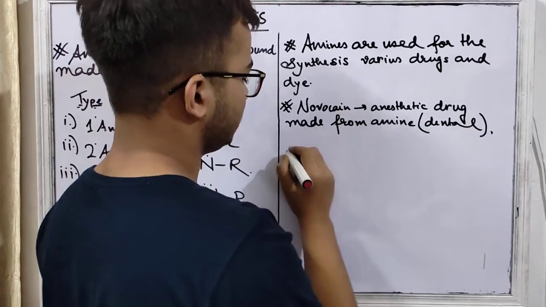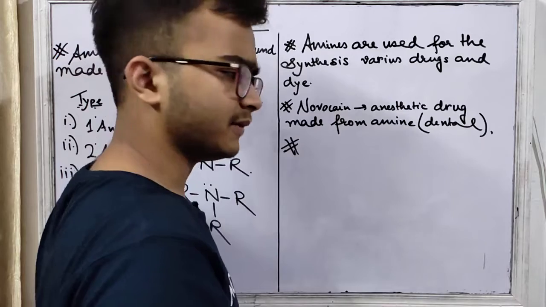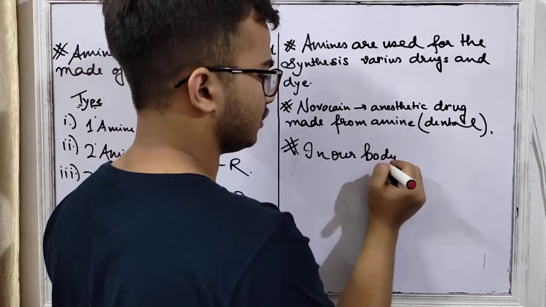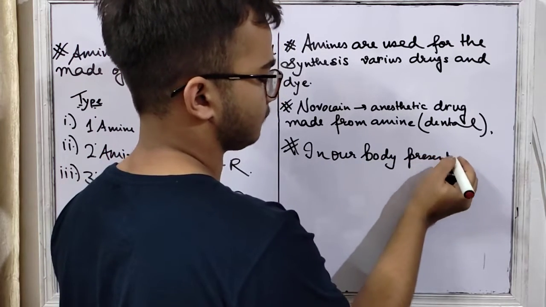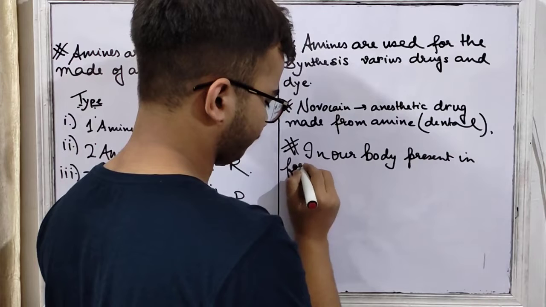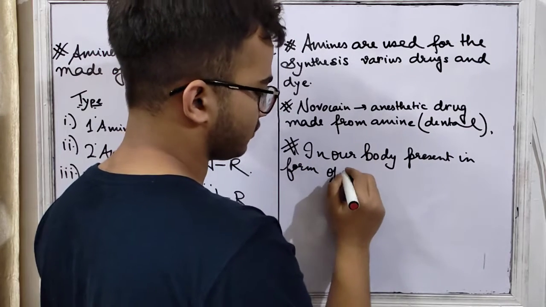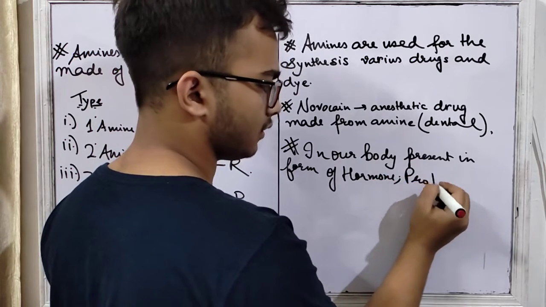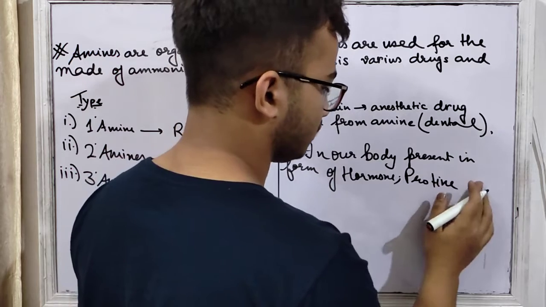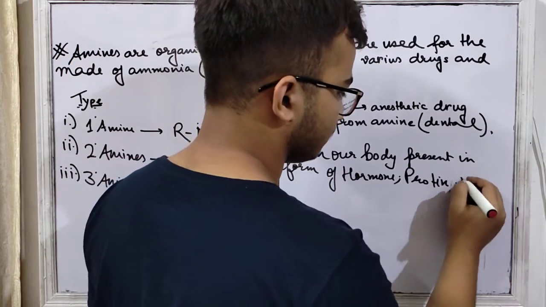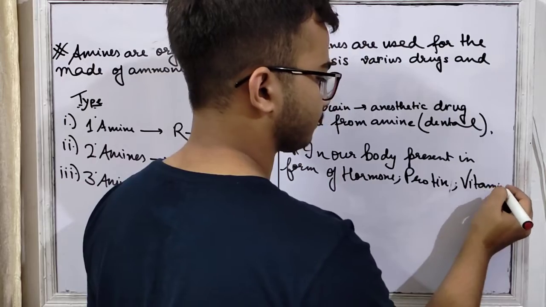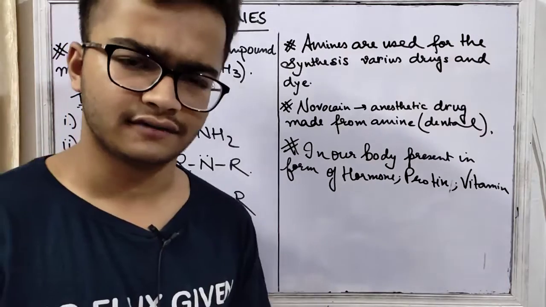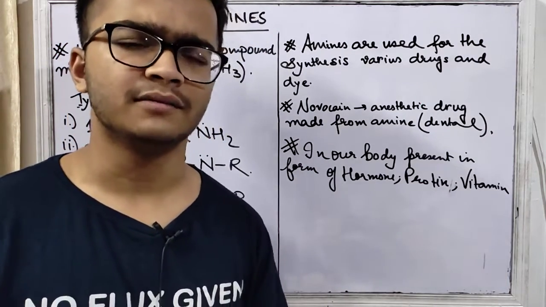Okay, next thing is the biological occurrence of amines in our body. They are present in the form of hormones, protein and vitamins. Clear? So this was about the physical occurrence of amines. So you copy it up to this much. Next we will start with the preparation of amines.